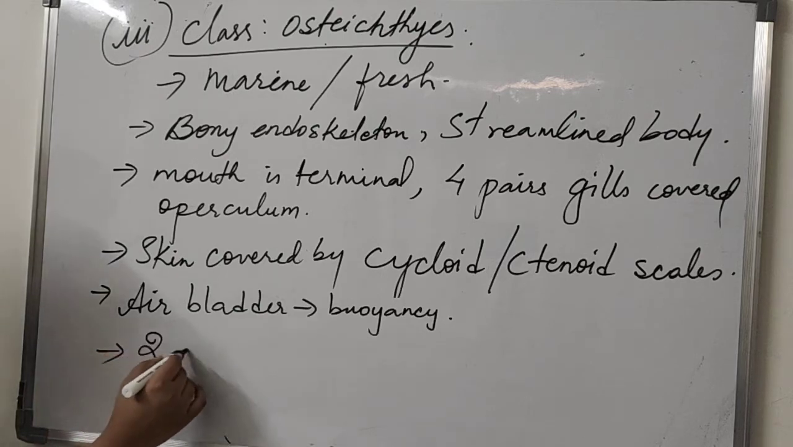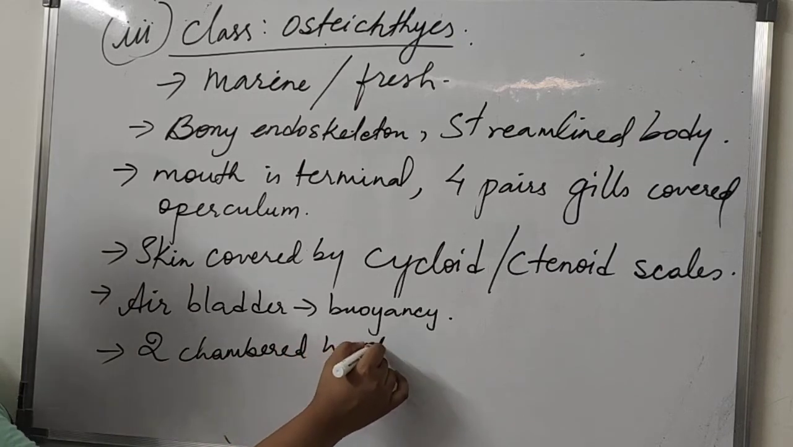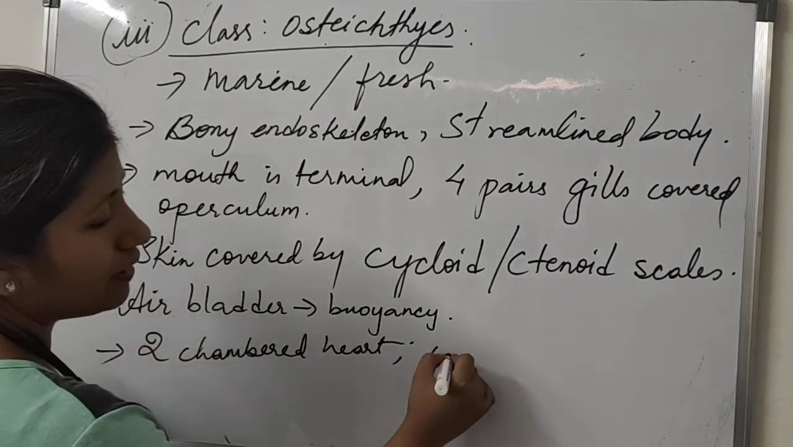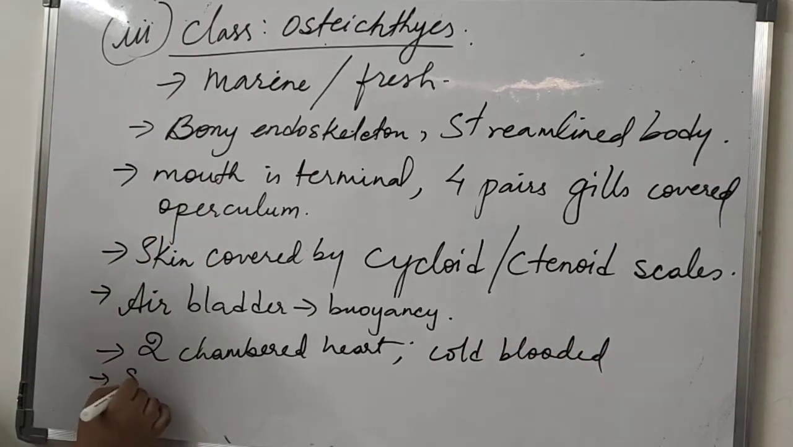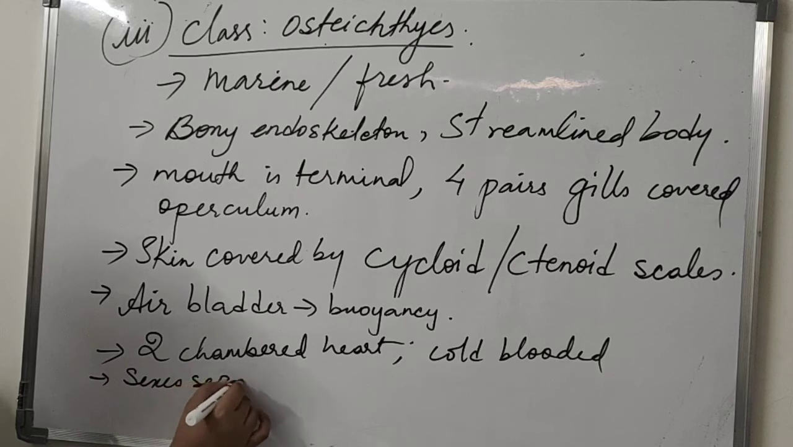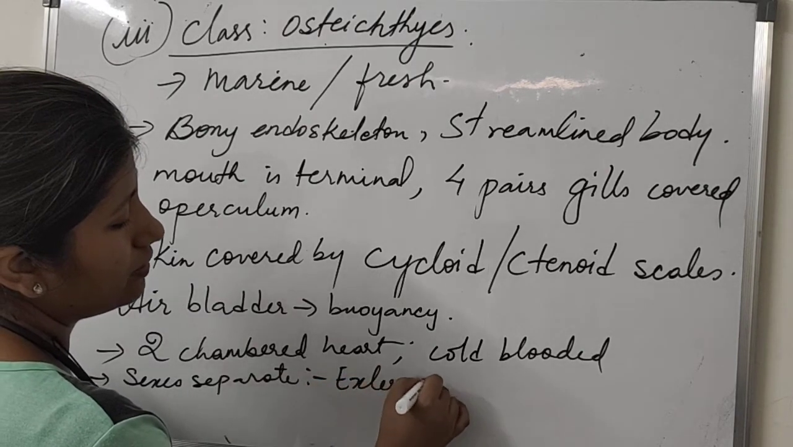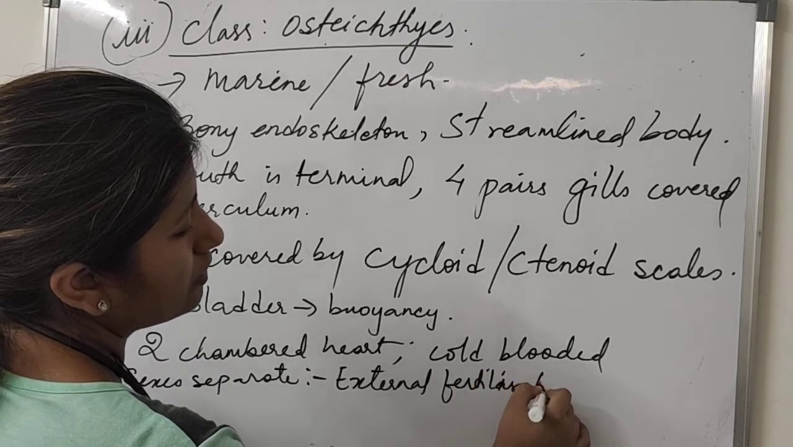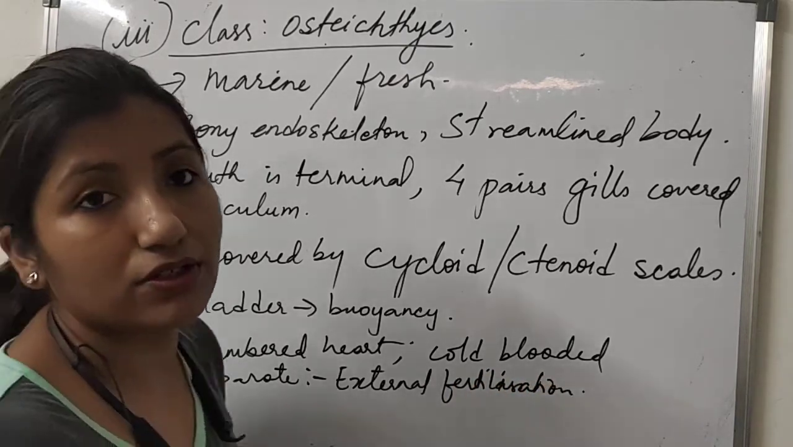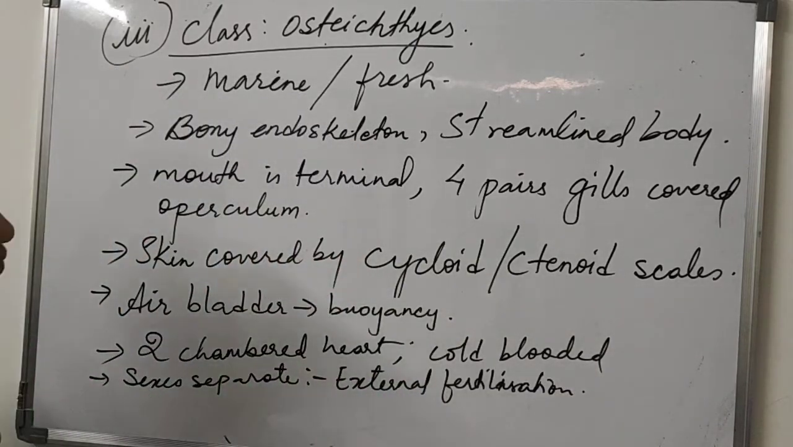And the heart is 2-chambered, 1 auricle, 1 ventricle. They are cold-blooded, and sexes are separate. That means unisexual, but in this case the fertilization is external. That means they release the gametes. The male will release the gametes outside, the female will release the gametes outside in the water, and fertilization will take place outside, not inside the body.